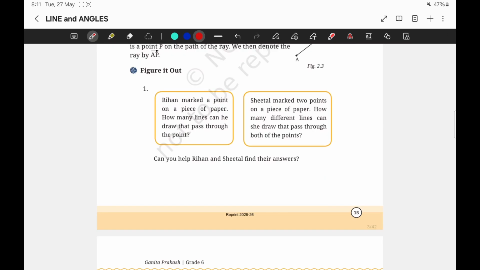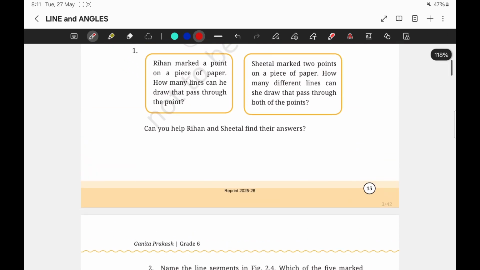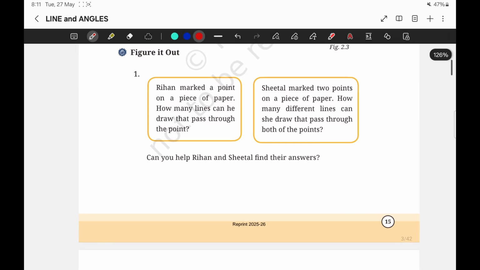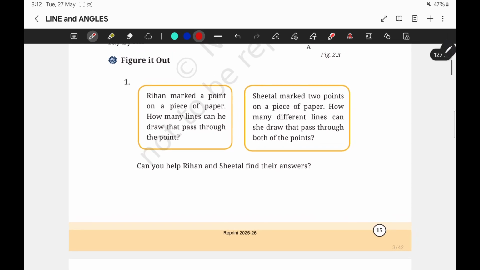With the above concepts we are going to solve some questions. In the first question, Rehan marked a point on a piece of paper. How many lines can he draw that pass through the point? If we take a point like this on an empty paper, we can draw infinite lines. Infinite rays, and all have arrows. An arrow is nothing but it will extend as it wants.